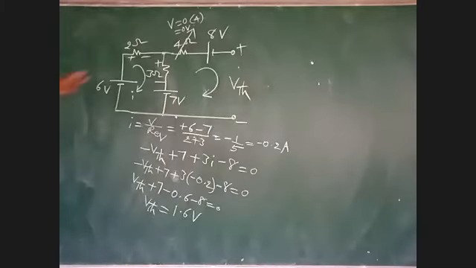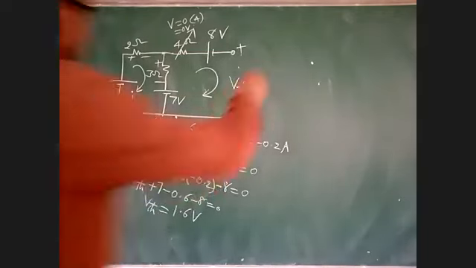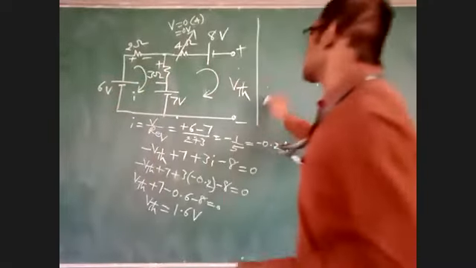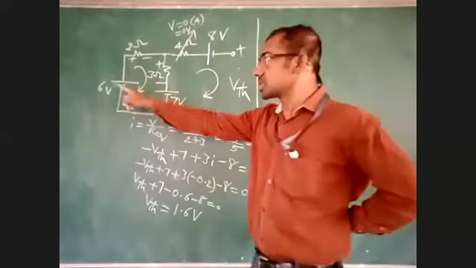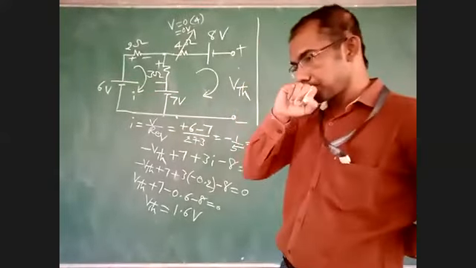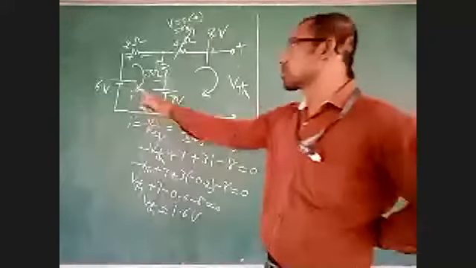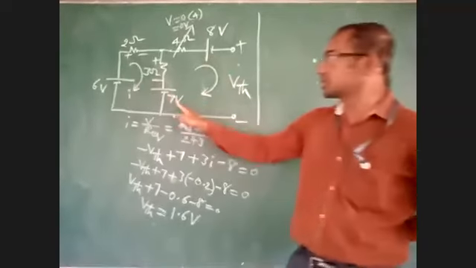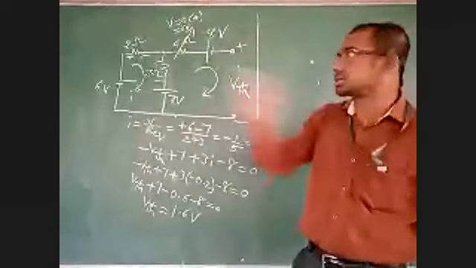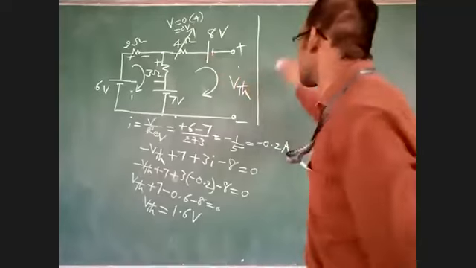Now we have converted this entire circuit into a single voltage source VTH. Now I have to get the RTH. For determining RTH, what do you do? Short circuit the voltage sources. How many voltage sources are there? 1, 2, 3 voltage sources are there. I am short circuiting all the voltage sources.